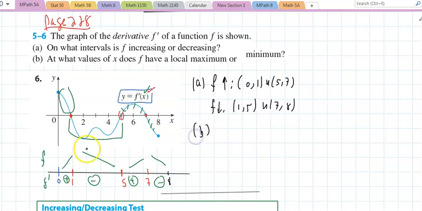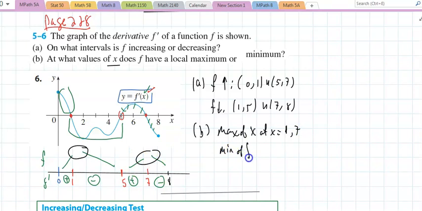B, well, I have a maximum if it's a peak right there, it seems. So at x equal, a maximum of f at x equal 1 and 7. Do we see that? And a minimum of f at x equal, it seems, only 5. And those are the local maximum and minimum numbers. And that's pretty much how it works for the first derivative test.